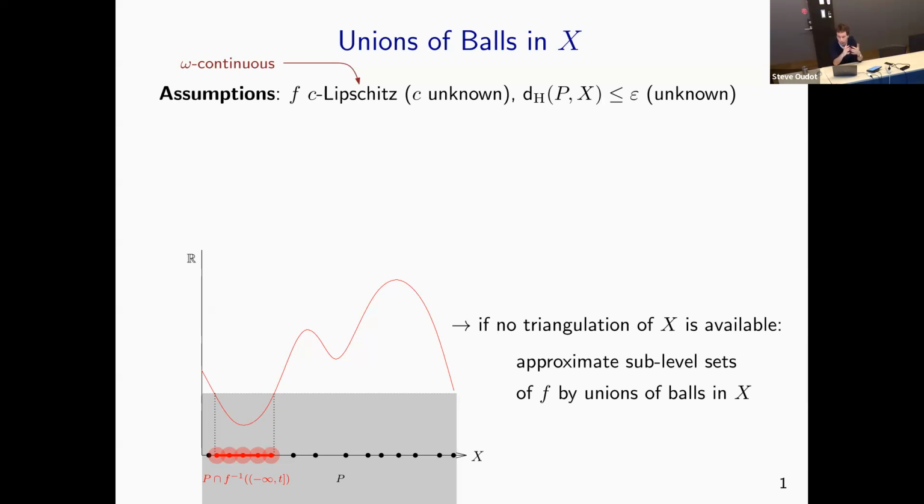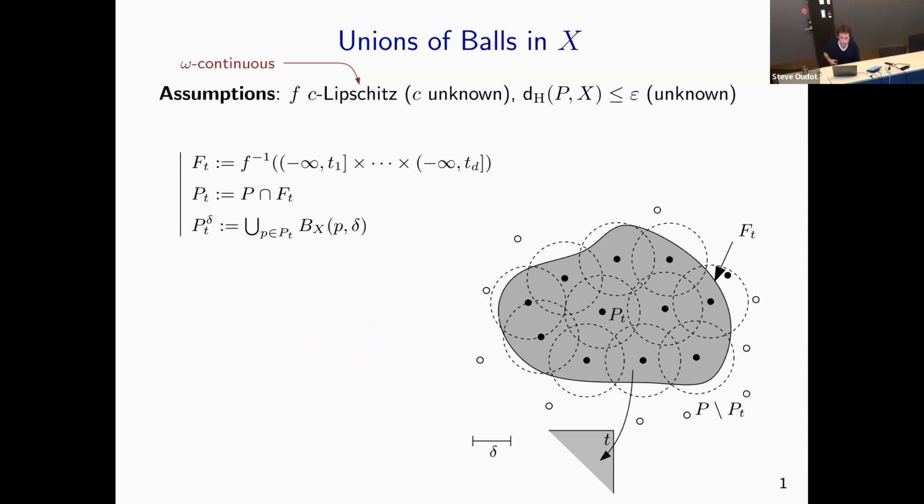In order to get some interleaving, I will have to make an assumption on the sampling density. The assumption I'm going to make from now on is that my sample lies in the space, and it's at Hausdorff distance at most epsilon, for some constant epsilon. I'm also going to make an assumption on the regularity of the function. For simplicity in the talk, I will assume f is C-Lipschitz for some unknown constant C. But in the paper, we actually look at functions that admit a modulus of continuity.